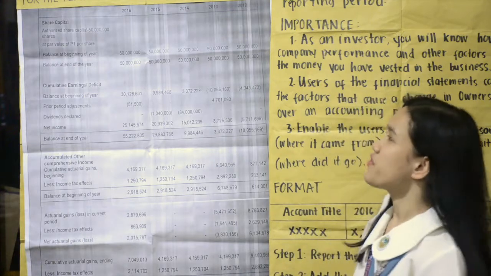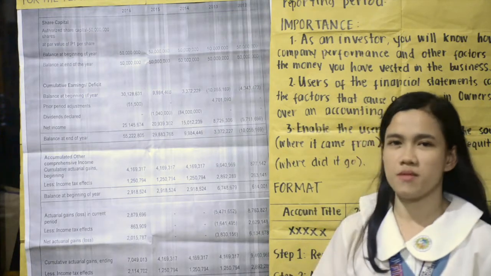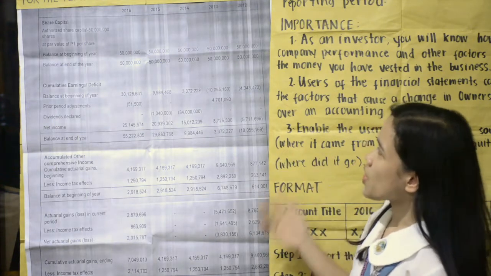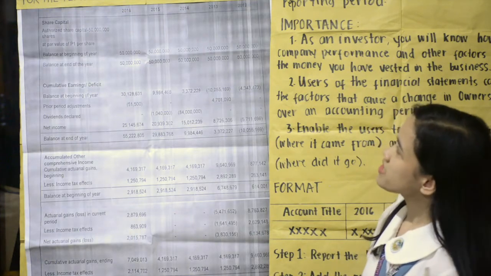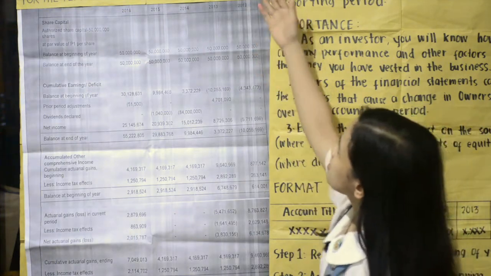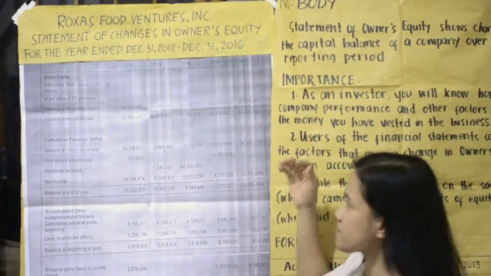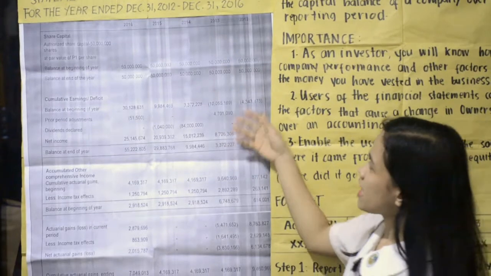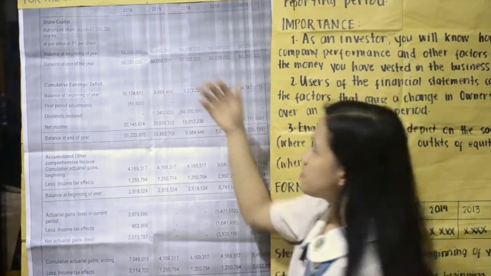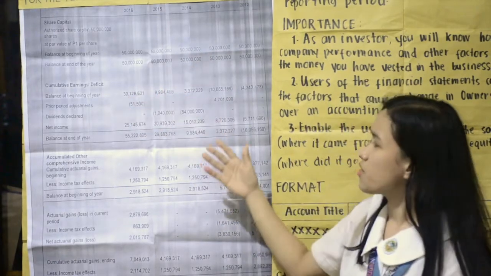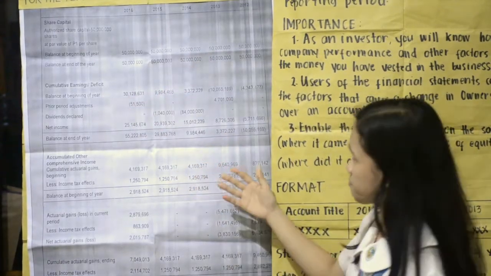I have here the statement of changes in owner's equity for the last 5 years, from 2012 to 2016. The statement starts with a heading which consists of 3 lines. The first line is the name of the company, the second is the title of the report, and the third is the period covered. This statement is classified into 3 sections, namely the share capital, cumulative earnings or deficit, and accumulated other comprehensive income.